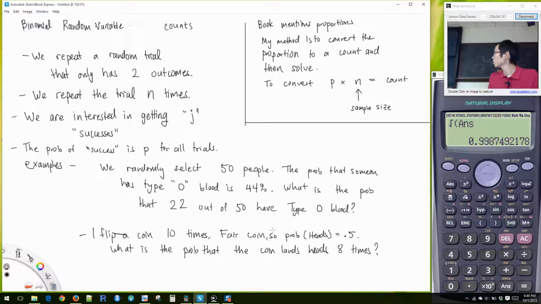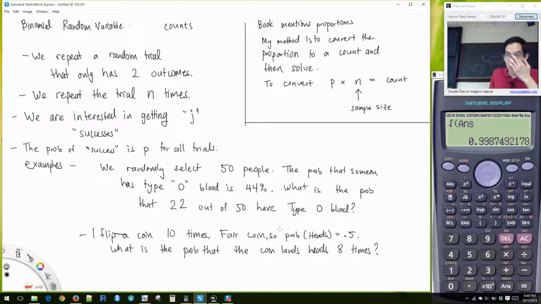Okay. So these are both examples of binomial random variables. We're repeating some random process n times. Every time I repeat it, the probability of getting a quote success, whether that's having type O blood or landing heads or whatever it might be, has the same probability. 0.44 every single time or 0.5 every single time. And what I'm interested in is getting a particular number of successes. So these are binomial outcomes.